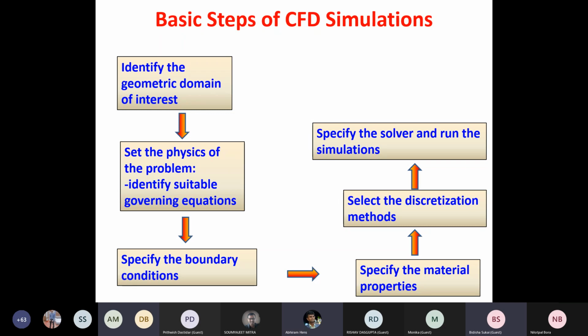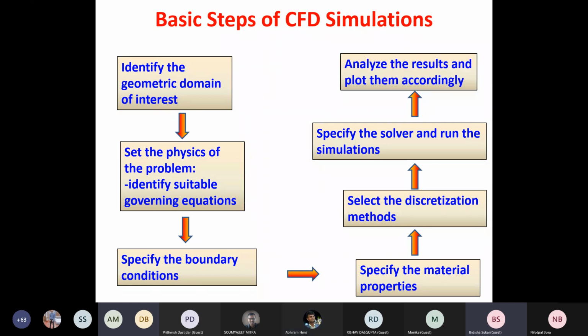Then specify the solver and run the simulations. Solver means different algorithms for solving those equations. You need to find out which algorithm you would like to choose, and then you run the simulations. After the simulation is over, you need to analyze the results and plot them accordingly. So this is the entire process, the entire flowchart of a CFD simulation.